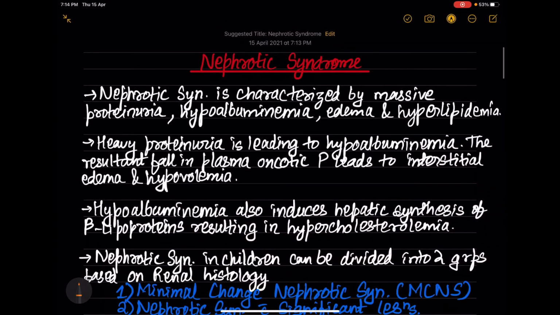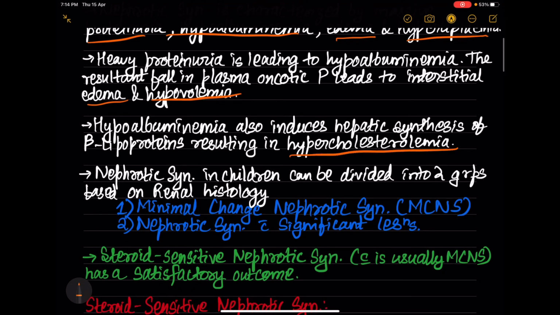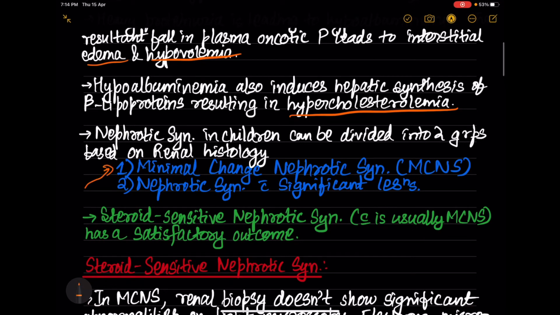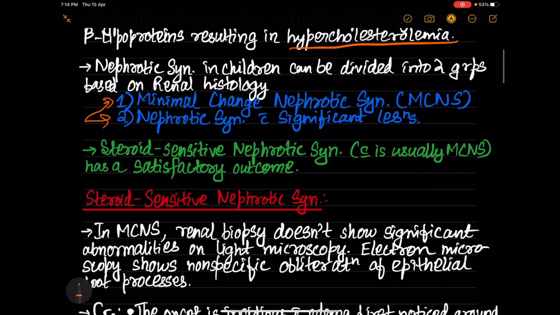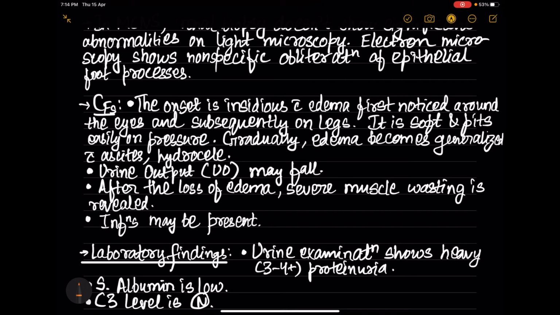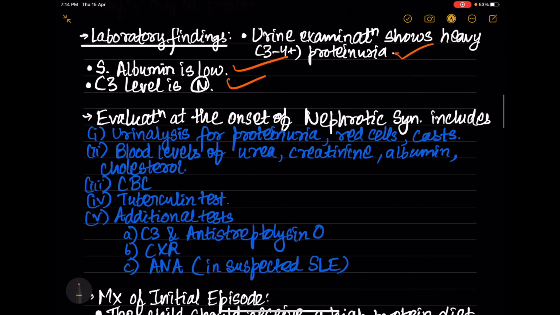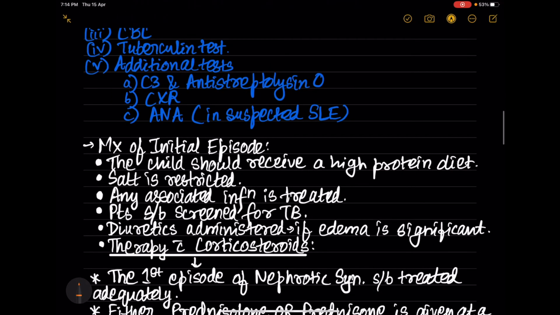So here massive proteinuria, hypoalbuminemia, edema and hyperlipidemia is important. Then edema and hypovolemia is important. Then hypercholesterolemia. Then there are two types, as you can see, minimal changes and with significant lesions. Then steroid sensitive nephrotic syndrome, you should know the clinical features. You should know about the edema, then urine output, then loss of edema will reveal severe muscle wasting, then infections can be present, then laboratory findings, you have to be thorough with laboratory findings, then evaluation, which I have already mentioned, then management of the initial episodes.